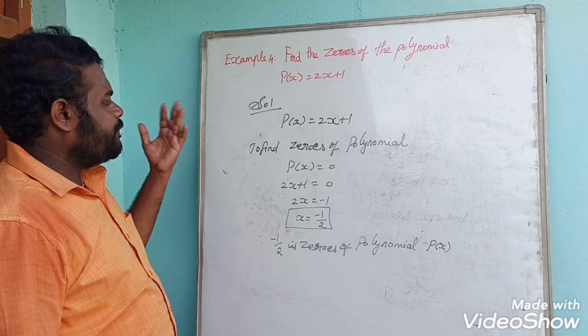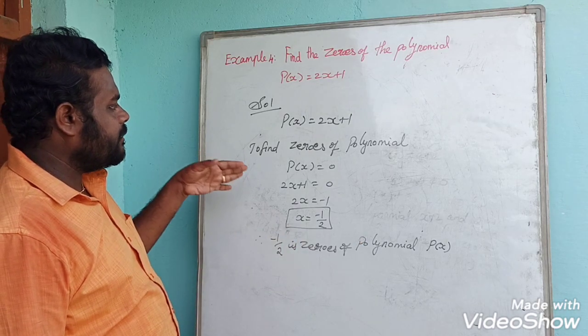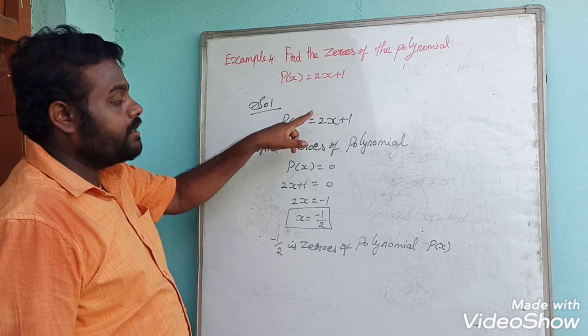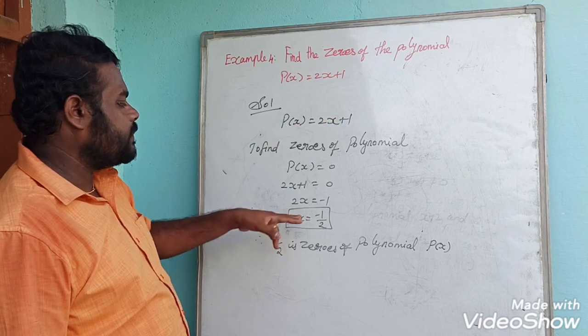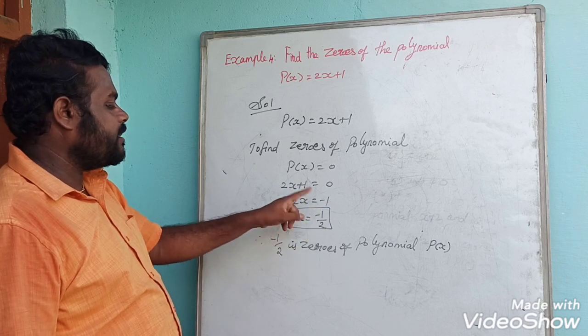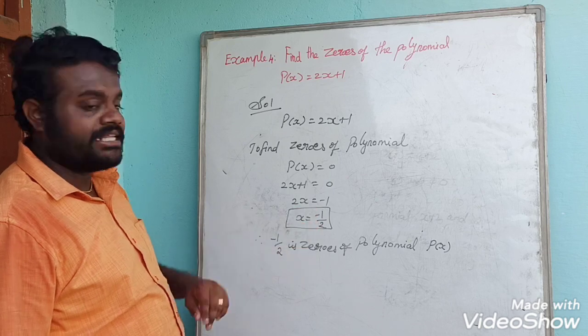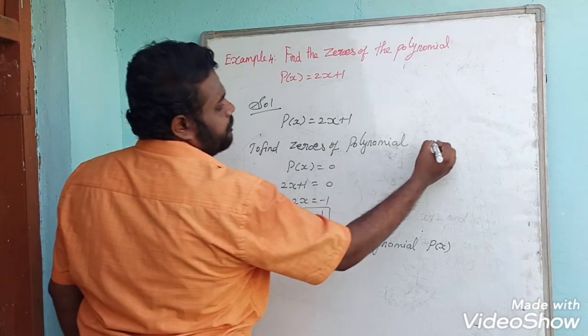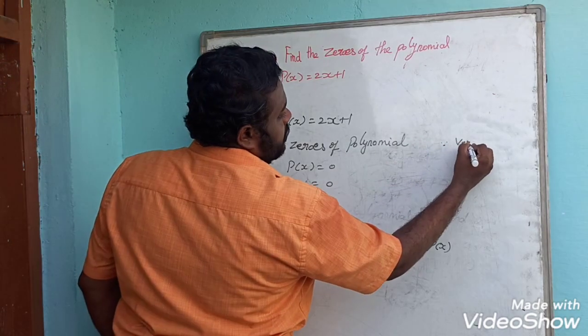So we have to find the zeros of the polynomial, that is nothing but the value at which P of x becomes 0. So P of x equal to 0, 2x plus 1, here plus 1 becomes minus 1. So in multiplication, it becomes division. So x equal to minus 1 by 2. Just verify. Since verification.